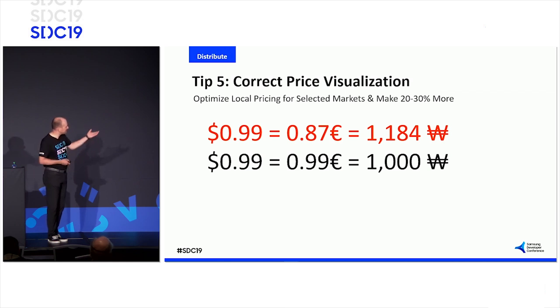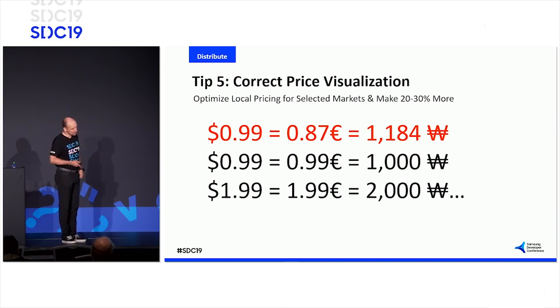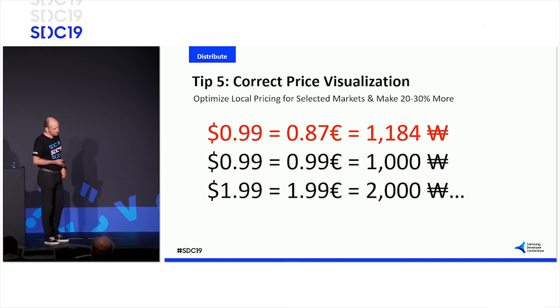I think this slide shows it very well: $0.99, 99 US cents, 99 euro cents, and 1,000 Korean won, or then the same for $2 and so forth. Or you can then use $1.49, but you get the point. These 87 cents just look odd from the user perspective. And I think these markets, US and Europe, make the majority of your revenue. So I would recommend this, and Korea, of course, that's important.